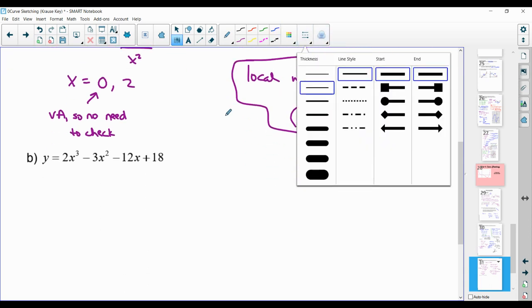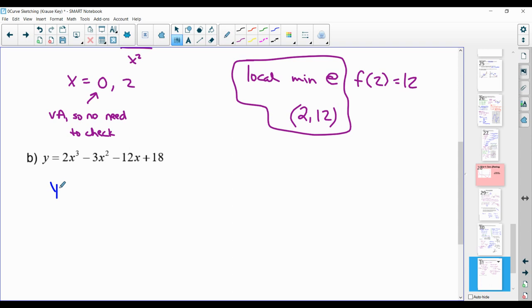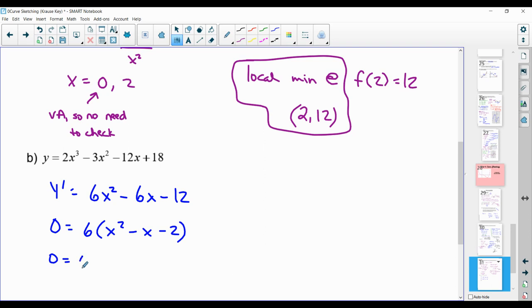Next question here we have y equals 2x cubed minus 3x squared minus 12x plus 18. So we take our first derivative, 6x squared minus 6x minus 12. Set it equal to 0 to find our critical points. So we've got 6 brackets, I'm factoring out a 6, x squared minus x minus 2. And continue to factor, x minus 2, x plus 1. So our critical values are x equals 2 and x equals negative 1.